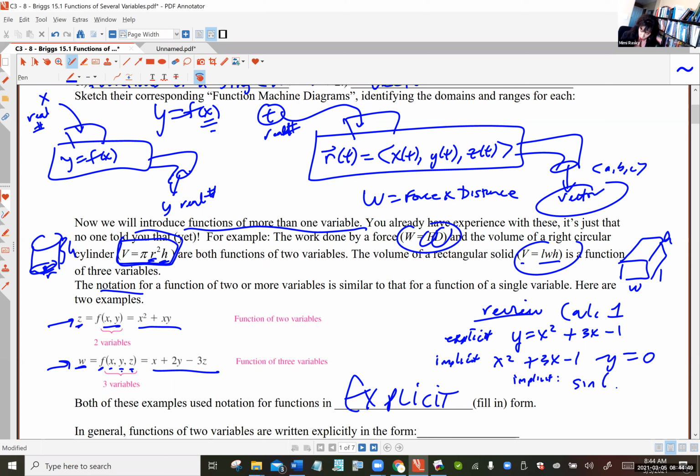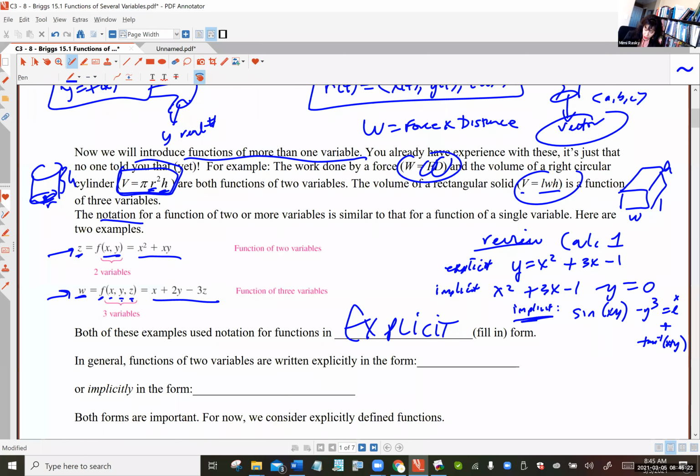Sine of xy minus y cubed is equal to e to the x, I'm just making something up, plus arctan of x plus y. That looks pretty nasty. But there's no way you could even write that in explicit form, because how would you solve it for y? But it would have a nice graph, and you could still talk about slopes of tangent lines. And that's why in Calc 1 they made you learn the technique of implicit differentiation, so you could get the dy/dx and get the slope of the tangent line to that curve, even though it was given to you in implicit form.